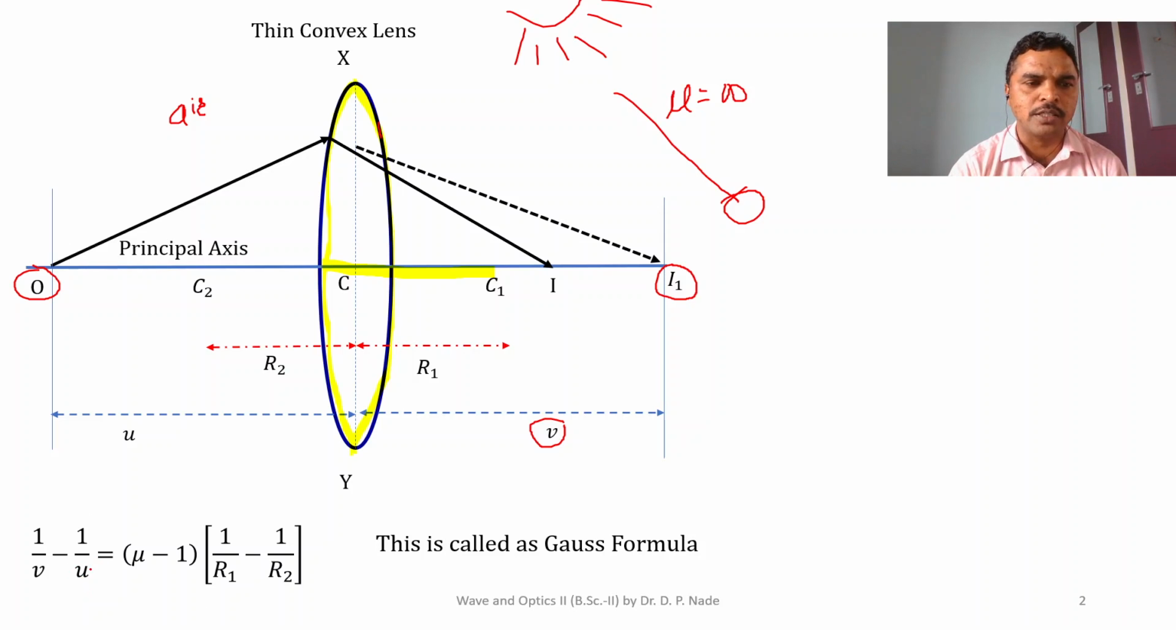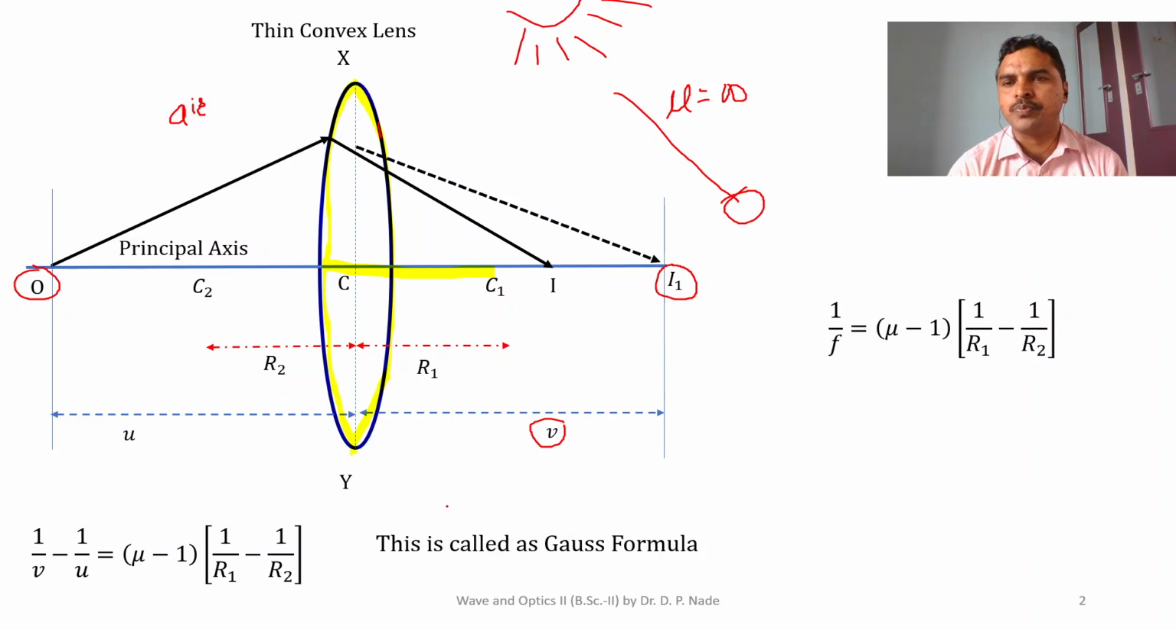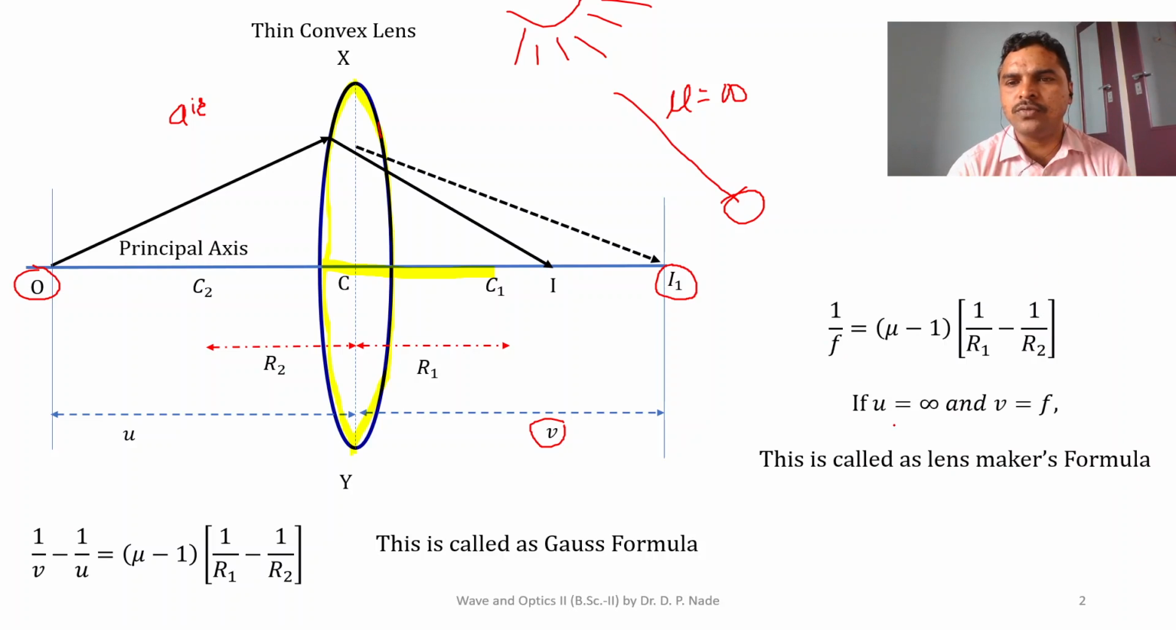If U is equal to infinity, then 1/U is 1/infinity, which is equal to 0. So my equation becomes 1/F is equal to (mu minus 1) into bracket (1/R1 minus 1/R2). Here I consider that V is equal to F, under the condition that U is equal to infinity. This is called the lens maker's formula. This is a very important formula.